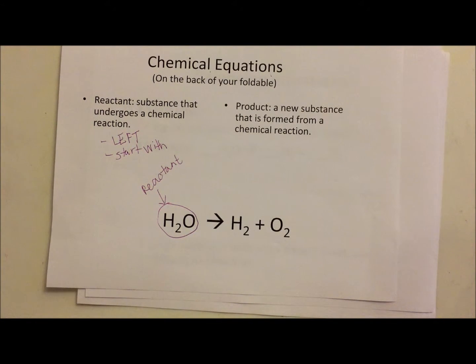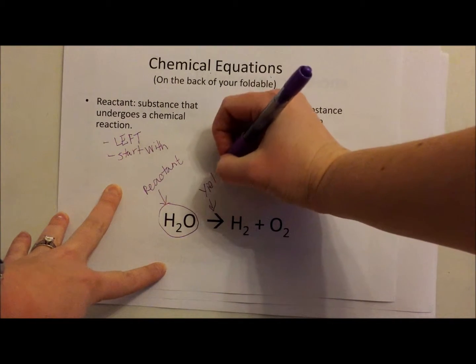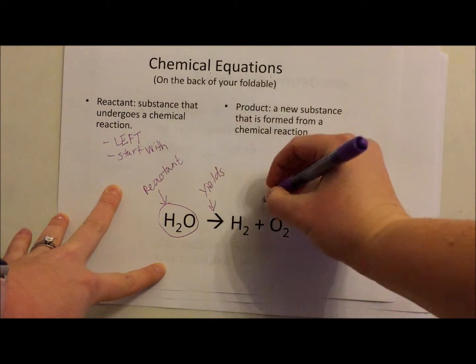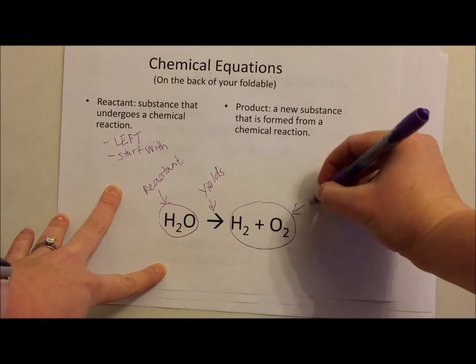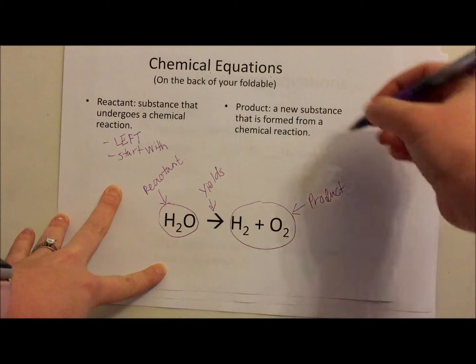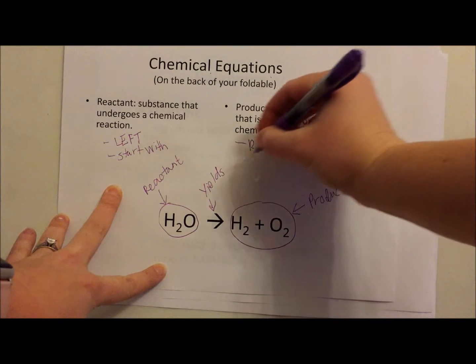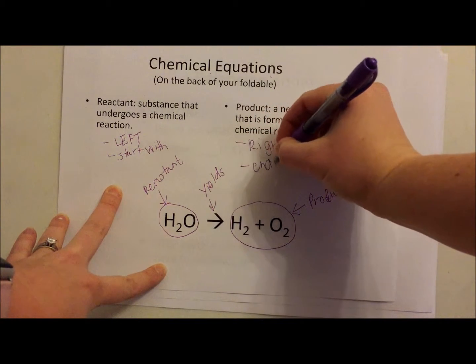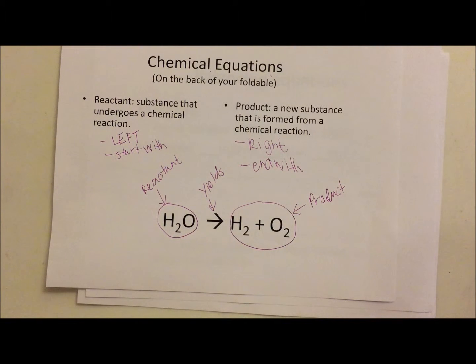Now our product is going to be on the opposite side. So your arrow actually represents yields, and our products are going to be located on the right side. And that's going to be what you end with. So we're going to write right here and end with. Pardon my poor handwriting. I hope you guys can still read it on the video.